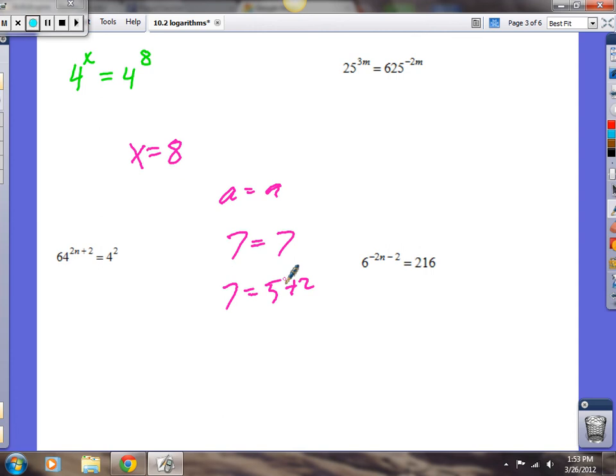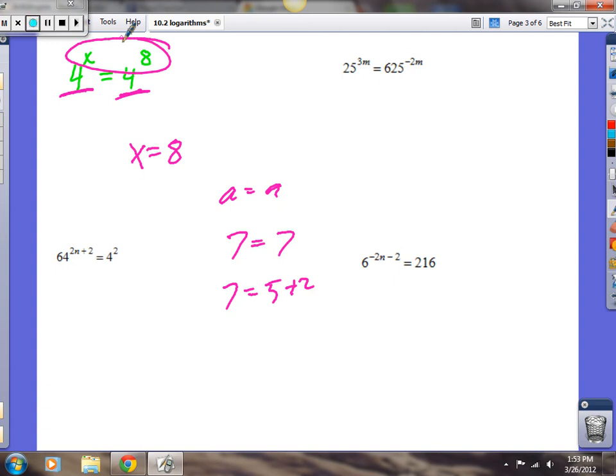So Danny, here's the key thing. If your bases are the same, that's going to be super easy. If your bases are the same, then your exponents are going to be the same. Every time. Stokes, that makes sense?